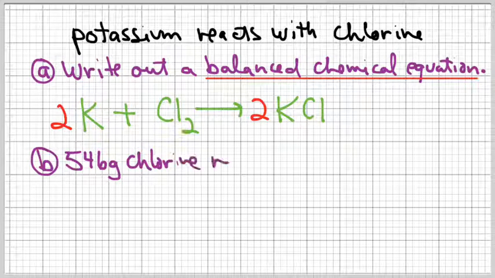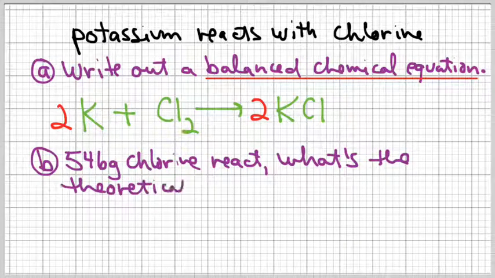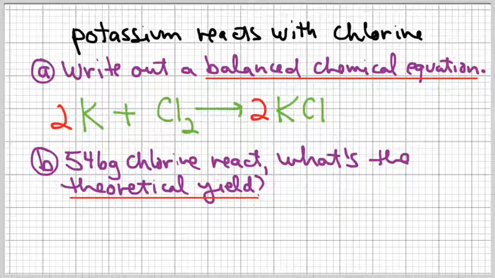So we're provided with a certain amount of chlorine reacting, and we'd like to see what the theoretical yield will be. Theoretical yield, remember, is a predicted amount of product. It's always a calculated value. We don't have to do the experiment to find this value. And of course, we'll start with the given amount of chlorine.